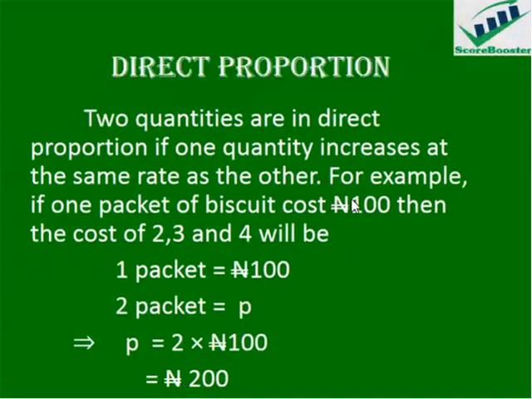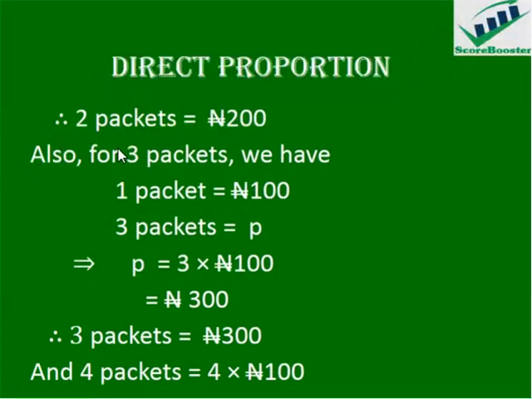So one packet of biscuits costs 100 naira. Therefore, 2 packets of biscuits will cost 200 naira. We can also do the same for 3 packets. We use the same method and we have 300 naira. We can see that as the number of packets is increasing, the price is also increasing. Therefore, the number of packets is in direct proportion to the price of the packets of biscuits. So we can see that they are both in direct proportion. 3 packets will cost 300 naira and then 4 packets will cost 400 naira.